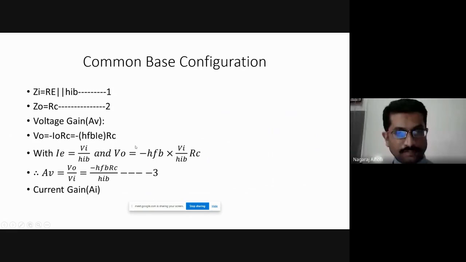What we want is the equation for output voltage to input voltage. Therefore, AV is equal to V naught by VI. Taking VI to the left-hand side, it comes to the denominator. V naught upon VI is equal to minus HFB into RC divided by HIB. Take it as equation 3. This is the equation for the voltage gain.